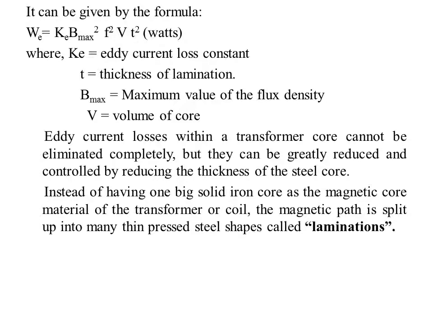Eddy current loss is given in the form K_e B_max^2 f^2 V t^2. This is also related to the volume of the core, thickness of the core, maximum flux density, and the frequency of the magnetic reversal. We can reduce the eddy current loss and hysteresis loss by properly laminating the core of the transformer. Here, thin layers of stainless steel are stacked together to make the core of the transformer. If the laminations are made, it will reduce the eddy current loss as well as the hysteresis loss.